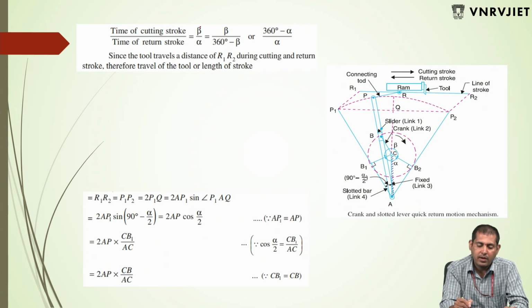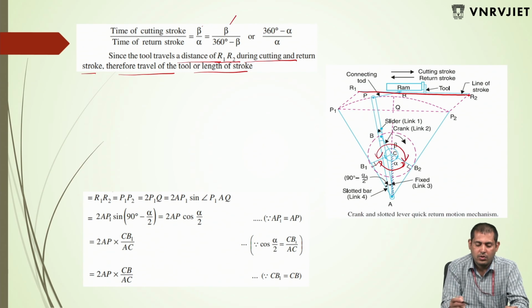So it is alpha by beta. Beta is called the time of travel. Here the angle you can consider from here to here. Let's consider beta, and alpha is equal to 360 minus beta, so the ratio is 360 degrees minus alpha by alpha. Since the tool travels the distance R1, R2 during the cutting and return stroke, the travel of the tool, or length of the stroke, is nothing but R1 to R2, where R1 to R2 is equal to P1 to P2.